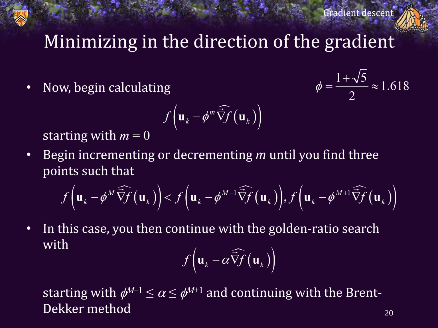In this case, we can now just continue by using the golden ratio search, which we've already described, starting with the interval from phi to the m minus 1 going up to phi to the m plus 1. We would take one step of the golden section search, having already calculated 3 of the 4 values, and after this we could continue with, say, the Brent-Dekker method.